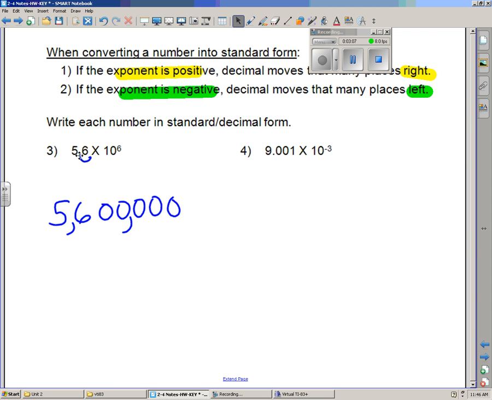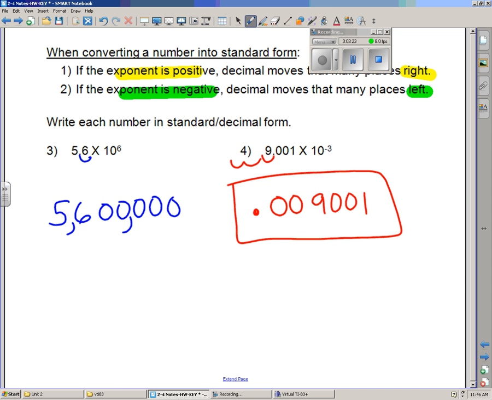On this next example, my exponent is negative, so I need to move left. I can move 1 place to the left to be to the left of the 9, but then I still have to move 2 more places. So this answer becomes 0.00. I use zeros again as placeholders, and then 0.009001.